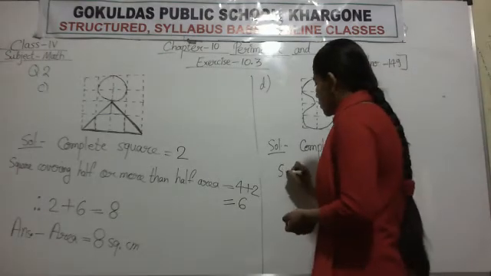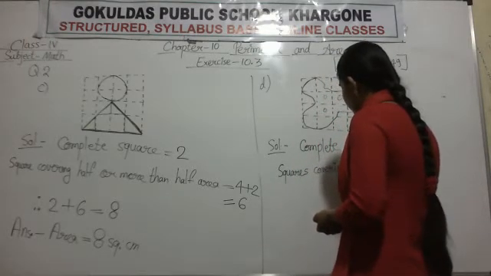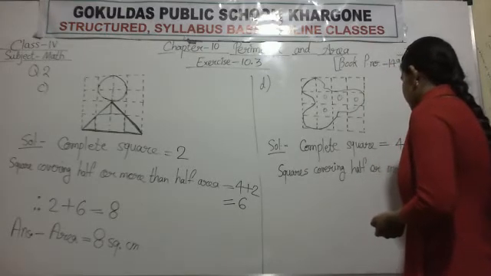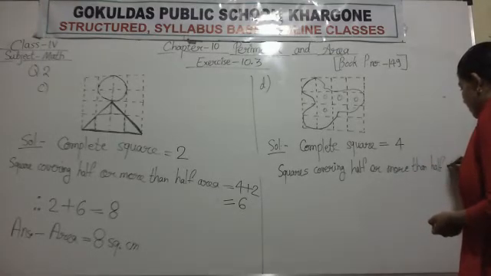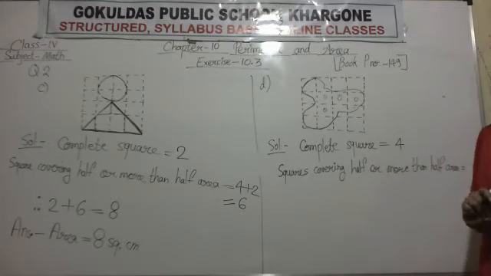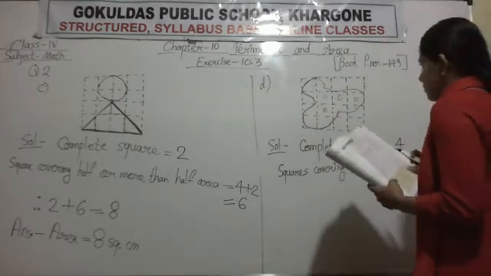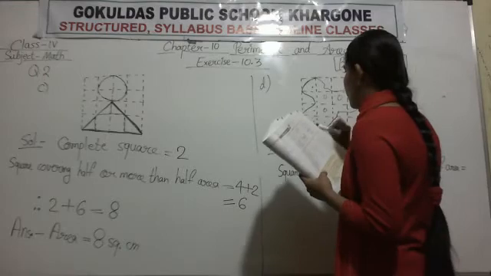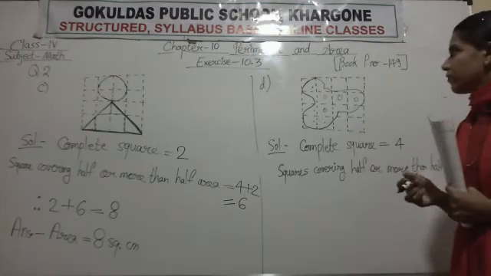Now we will count the squares covering half or more than half area. So count how many squares are covering half or more than half. This first square is covering 1, 2, 3 and 4. According to me, 4 squares are such squares which are covering half or more than half.